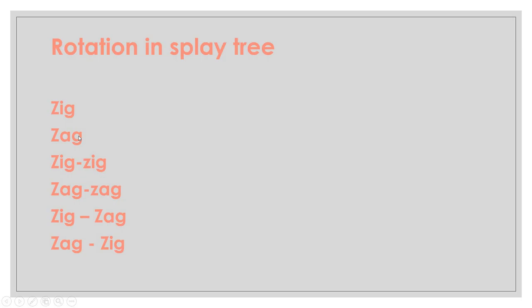We will better understand by the diagrams or figures. So in my next slide, I will explain with that also. So zig: movement of two steps down to the left. Then zag: movement of two steps down to the right.